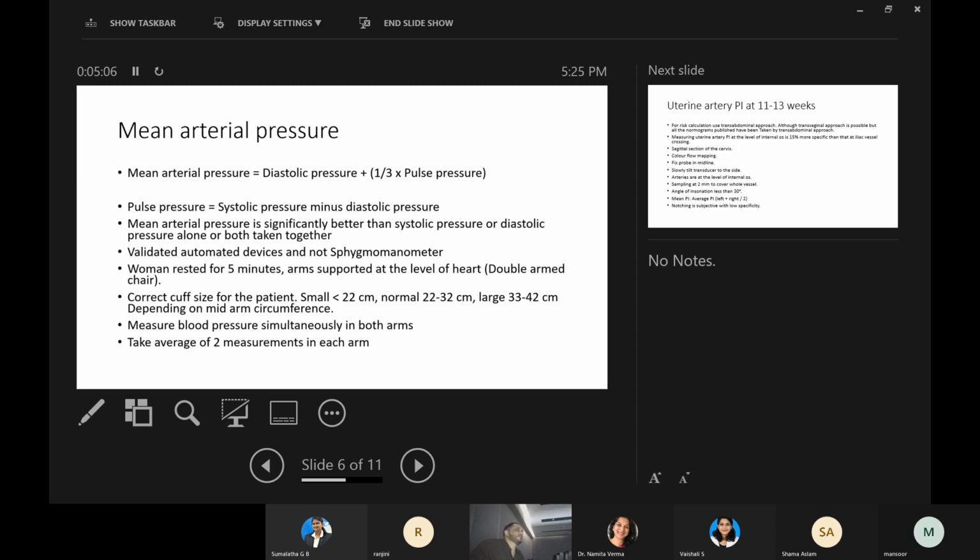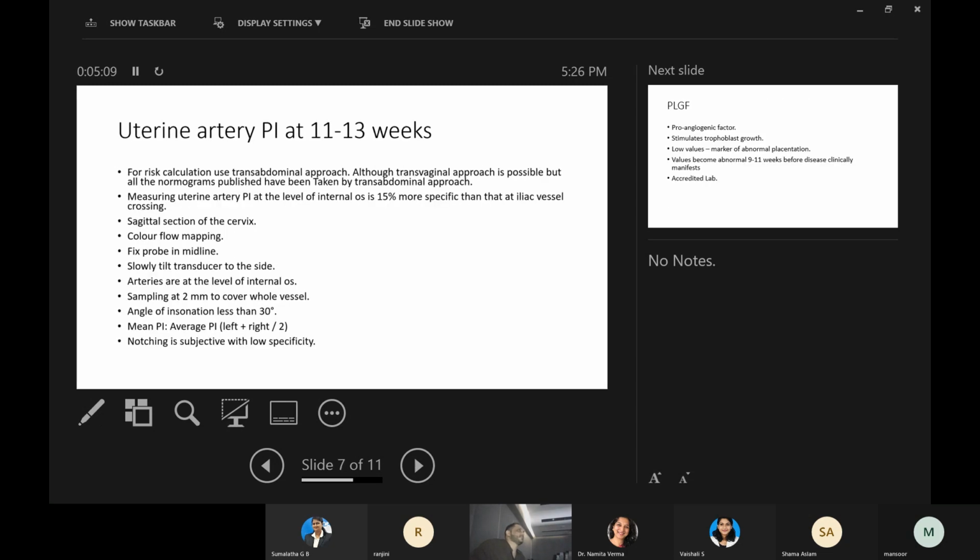Now that is how we measure the mean arterial pressure. Next thing we measure is the uterine artery pulsatility index. This can be done transabdominally or transvaginally, but at 11 to 13 weeks for estimating preeclampsia risk, it has to be done transabdominally because all the research and normograms that have been published are taken through a transabdominal approach.